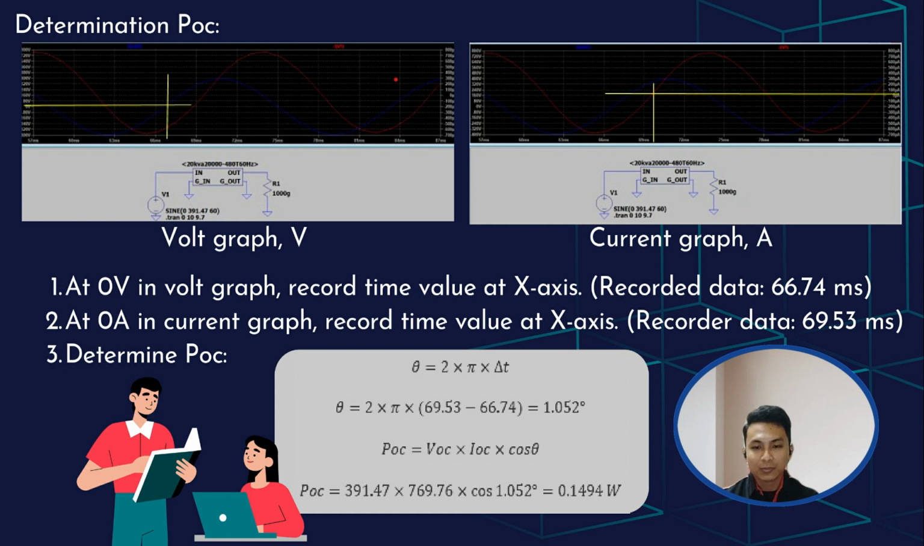After getting the times, we calculate the value of theta using the formula 2 pi multiplied by delta t, and from the answer, we use it to get the power value by multiplying the open circuit voltage, the open circuit current and the cosine of theta. From the calculation, the open circuit power value is 0.1494 watt.